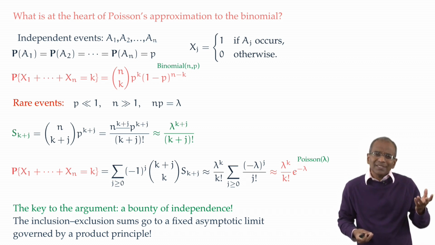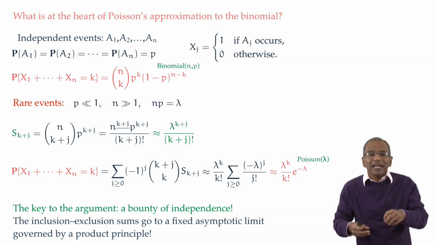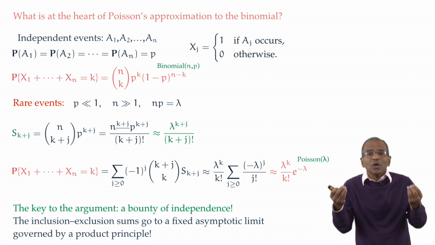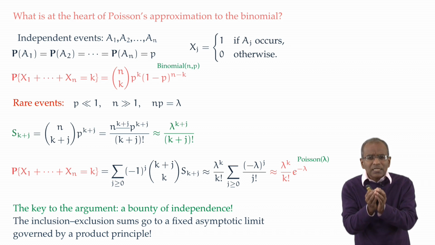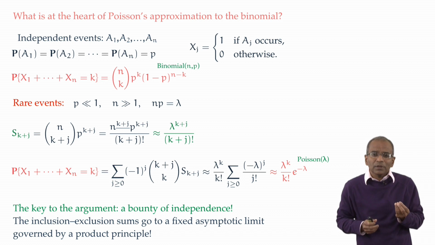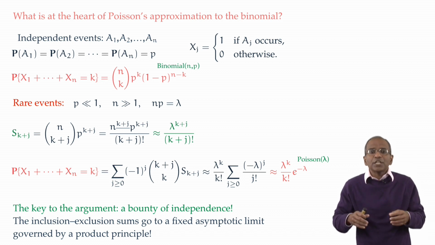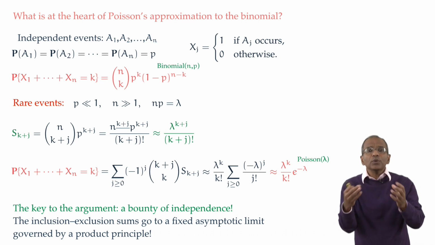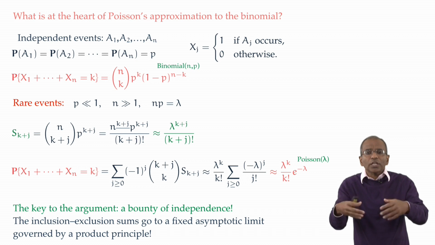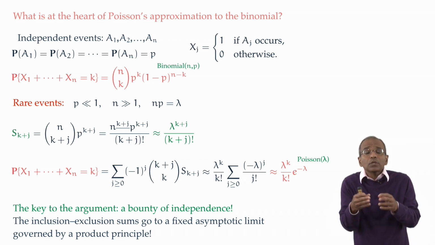The inclusion-exclusion sums were of the form of a power divided by a factorial. And whence the power? Of course, the power arises because it's a product. It arises because of an underlying independence. This was a bounty of independence, and this was at the heart of the Poisson approximation to the binomial. The independent trials engendered products, and that led to the inclusion-exclusion sums being powers over factorials. And the moment you had that, the rest was just simple algebraic calculus, just chugging through the motions, as it were, and out comes an exponential.